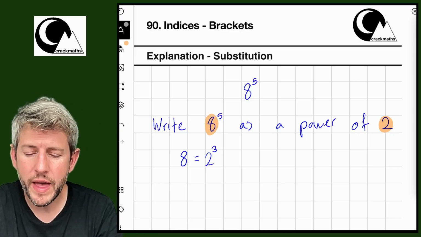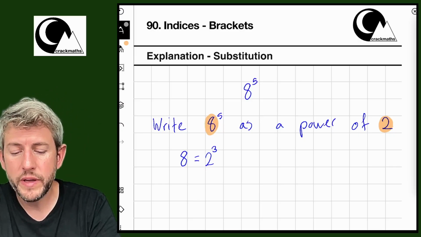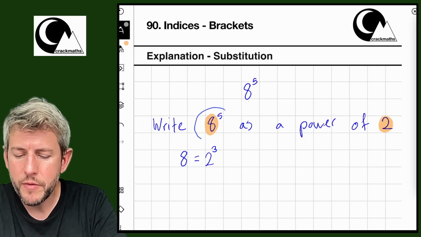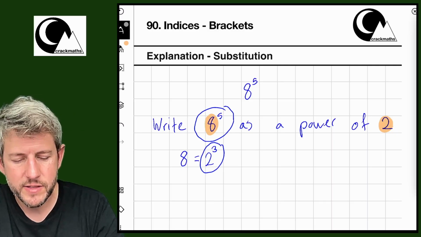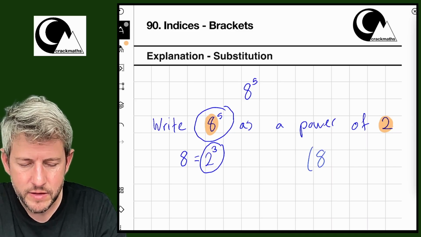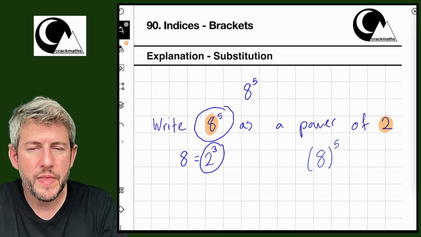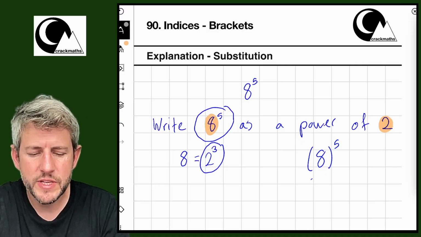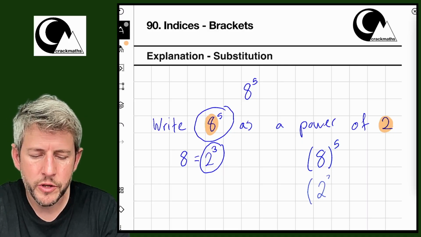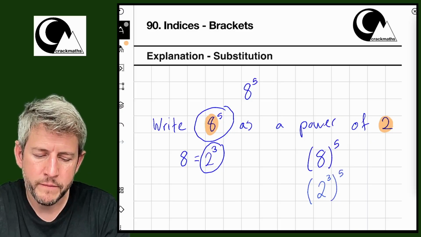So now, if we know that 8 is equal to 2 cubed, what we can do is rewrite this expression using 2 cubed instead of 8. So think about this as 8 to the power of 5, and then instead of writing 8 here, we're going to use our 2 cubed. So this becomes 2 cubed to the power of 5.